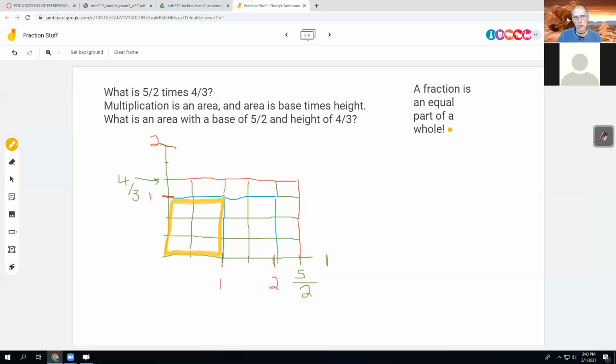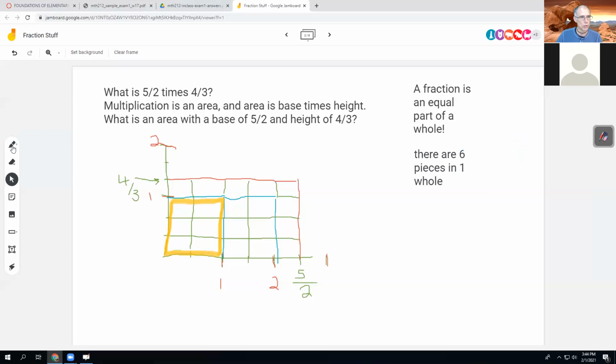So I'm just going to add to my note up there: a fraction is an equal part of a whole. There are 6 pieces in a whole. So that's another important piece to this puzzle. Move, please. There you go. So that's part of this too.